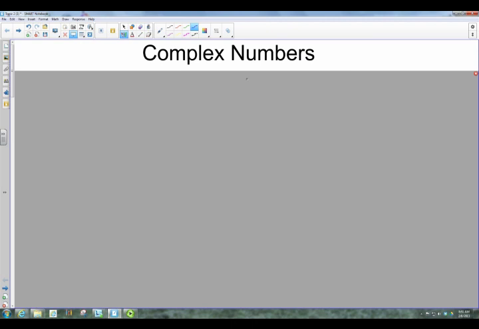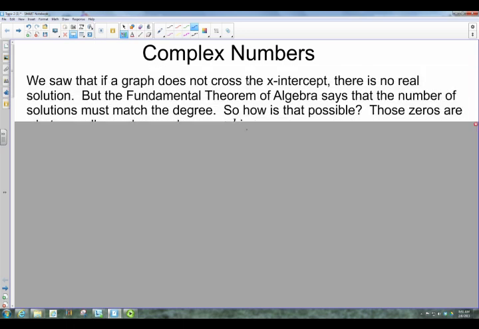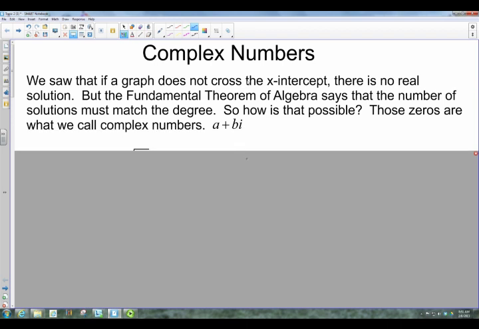We know what real numbers are. Real numbers are things that we use in everyday life. There's a lot of properties in mathematics that require a new set of numbers to be created. Okay? And those numbers are called complex numbers.